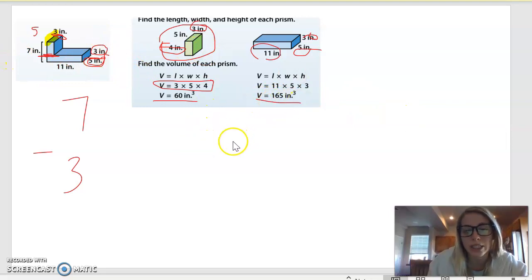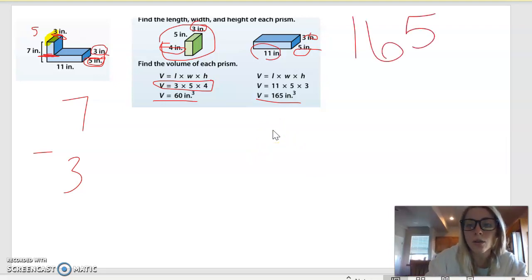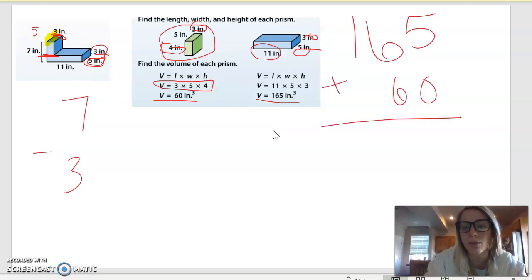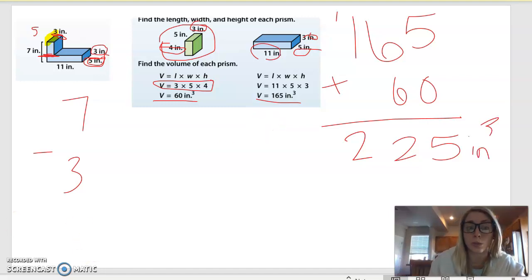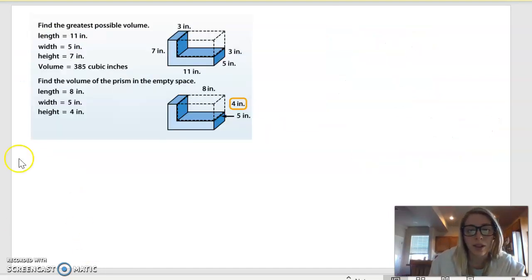They got 165. So now that they have the volume of the two separate rectangular prisms, what they're going to do is add the two rectangular prisms' volumes together. So they're going to take 165 plus 60, and we get a total of 225 inches cubed because we are working with cubes, okay? All right, this is a different way to figure these out, okay?